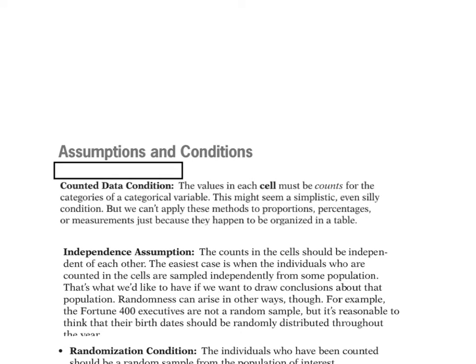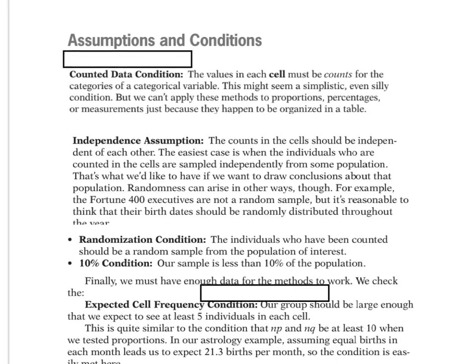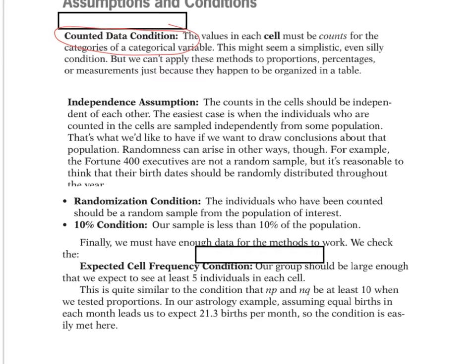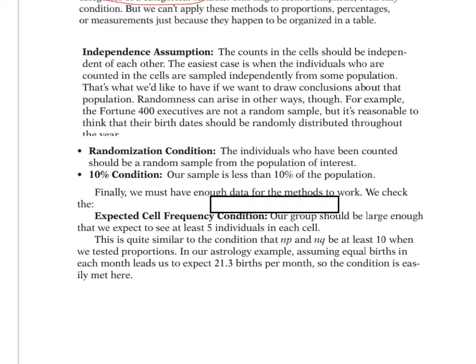All right, assumptions and conditions. So a lot of these are the same as what we've done. The new one here that I slid the box away for you is the counted data condition. Again, they have to all be counts, so not proportions, not means. So again, counted data condition. The independence assumption is really similar to what we've already looked at. So all the cells have to be independent of each other. Randomization you should still do. 10% condition we still have.